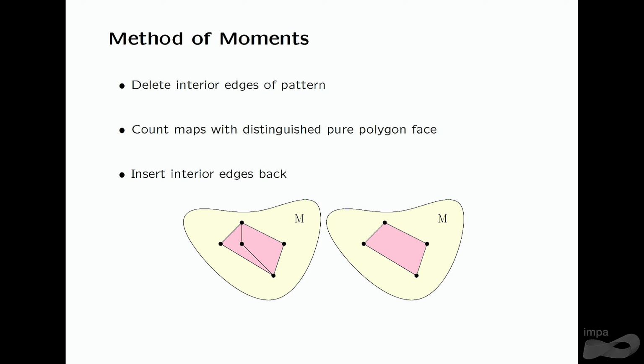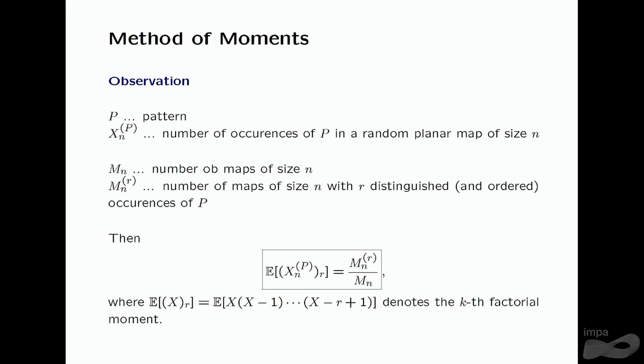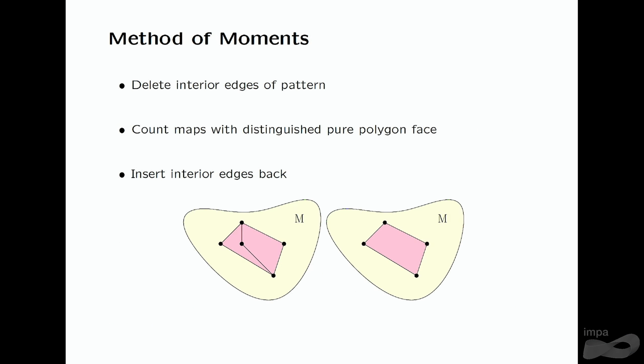And there is a very simple idea behind, namely, if we distinguish an occurrence of a pattern, so suppose that we are considering this pattern. If we distinguish this occurrence, then we can remove everything inside the boundary. If we remove everything inside the boundary, we are left with an n-gon. In this case, it's a quadrangle. And there are only two ways of going back. If we want to go back, we can put these two edges here or the other way. So there are only two ways of getting it back.